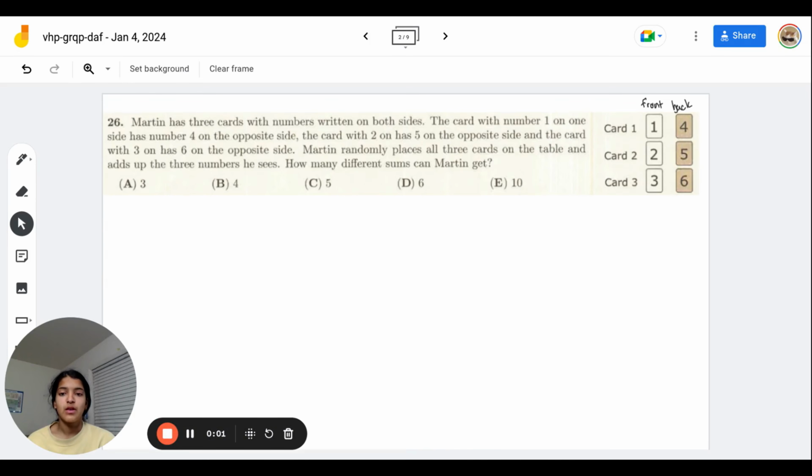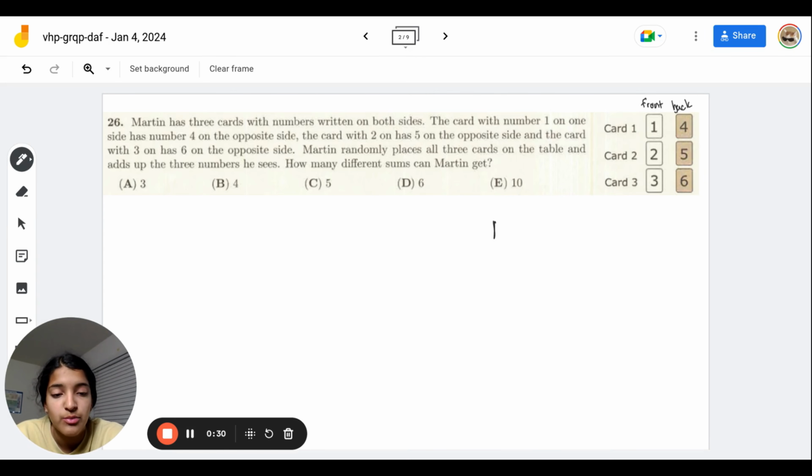Number 26. Martin has 3 cards with numbers written on both sides. The card with the number 1 has the number 4 on the opposite side, the card with the number 2 has 5 on the opposite side, and the card with 3 has 6 on the opposite side. Martin randomly places all 3 cards on the table and adds up the 3 numbers he sees. How many different sums can Martin get? So for this problem, let's write down all the possible ways that the cards could be arranged.